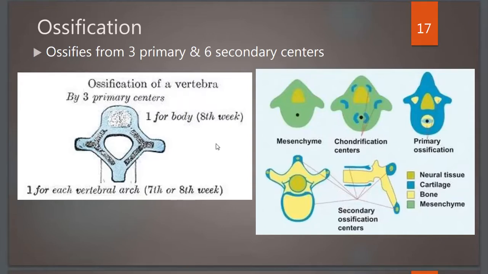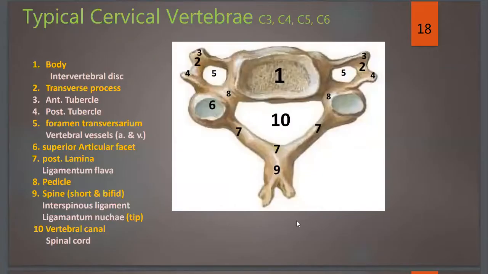During embryological development, this is formed from the mesoderm or mesenchyme. In this you will see cartilage forming, which you call the chondrification center. We see primary ossification, which begins during intrauterine life. Secondary ossification centers appear after birth as we grow.